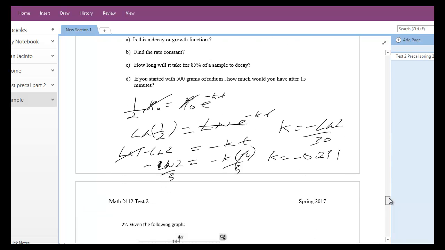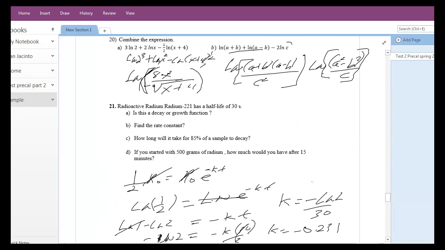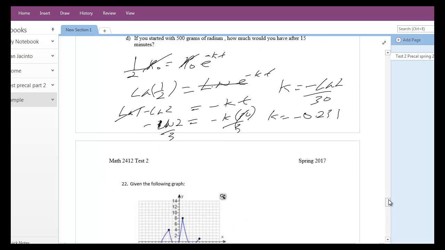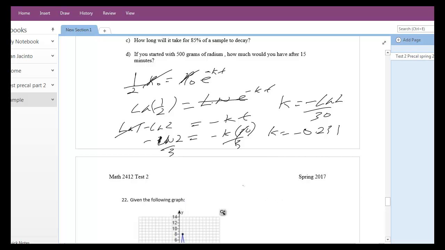Next part says, how much should you have after 15 seconds? Whoa, back up. How long would it take for 85% of the sample to decay? Well, now you're going to go back and do what? Find time. So now you have your function. I'm going to do all that writing over here.